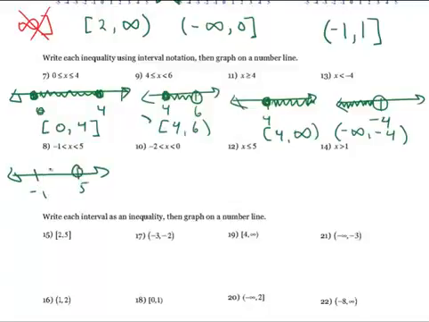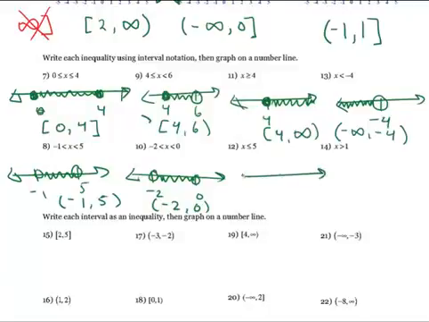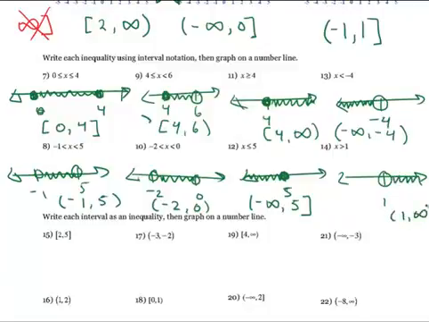-1 to 5, open circles. So parentheses, -1, comma, 5, parentheses. -2, 0, open circles, parentheses, -2, 0, parentheses. 5, closed circle, x is less than or equal to 5. So -infinity, comma, 5. Bracket on the 5 because you've got to include it. You don't include the infinity. And 1, open circle. X is greater than 1, 1, comma, infinity.